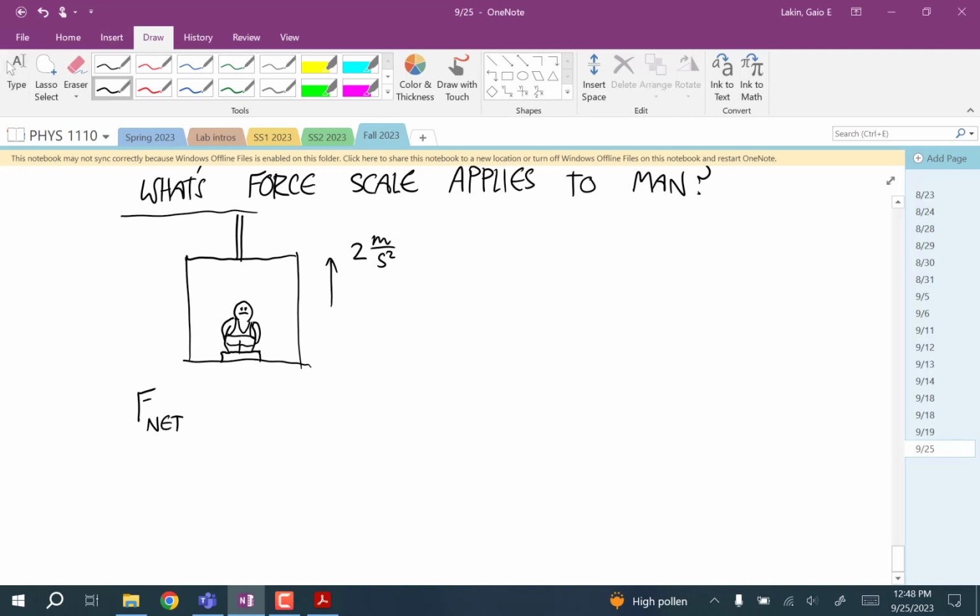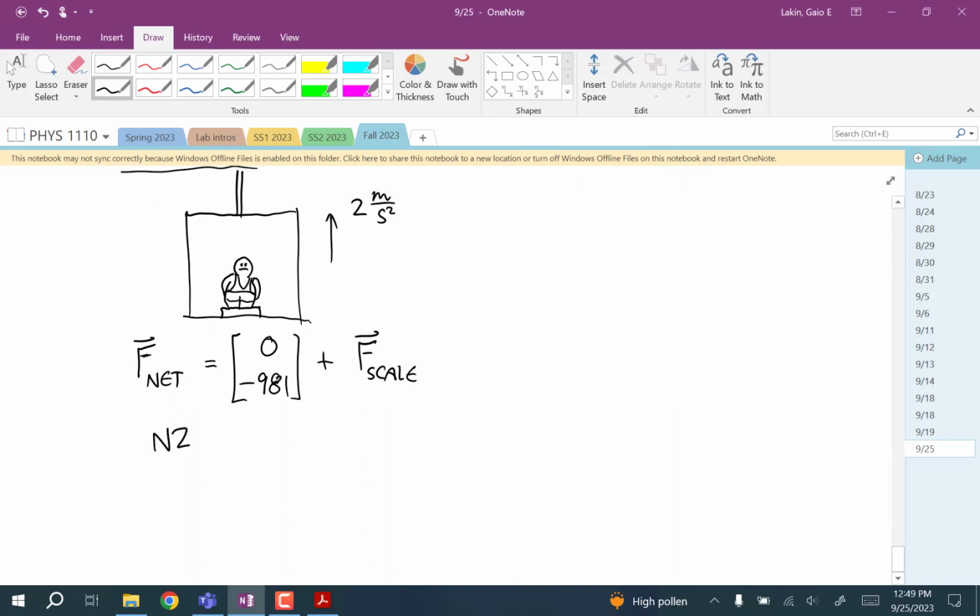Okay, so F net is equal to the weight force plus the force applied to him by the scale. And so now we'll go to Newton's second law. And we have that 0, negative 981, plus the force applied by the scale is equal to the mass times the acceleration.